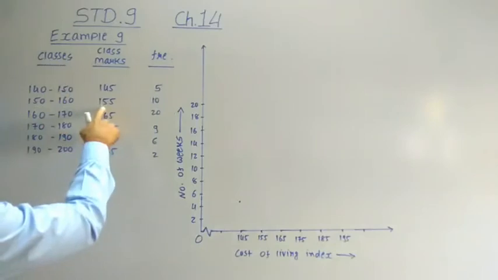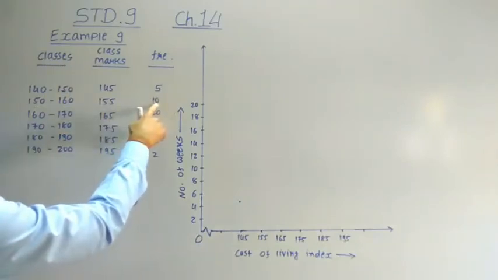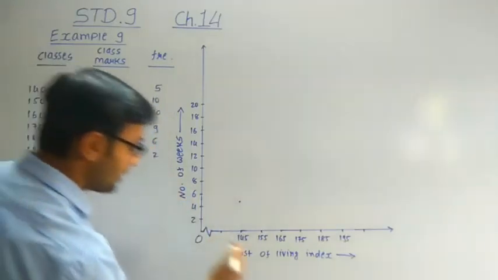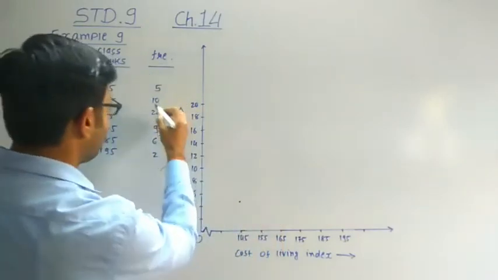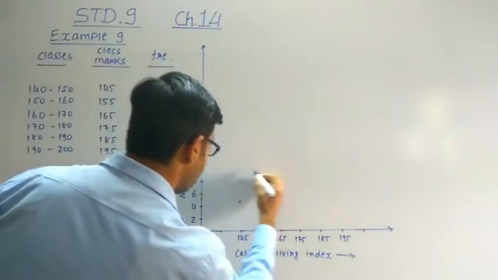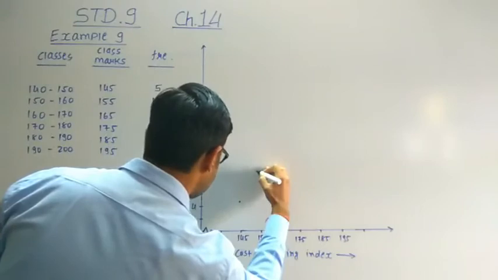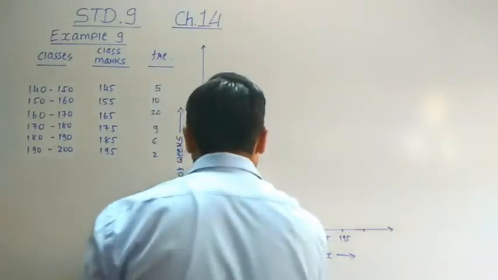The second value is 155 and we have to get 10. So on the horizontal axis 155 and on the vertical axis we have to go up to 10. So both these values approximately hit at this point, right?